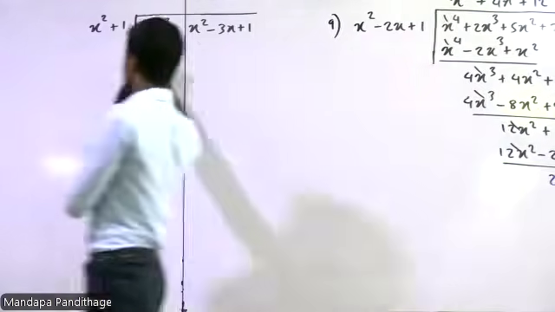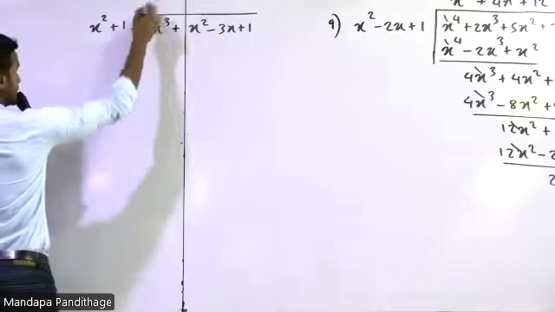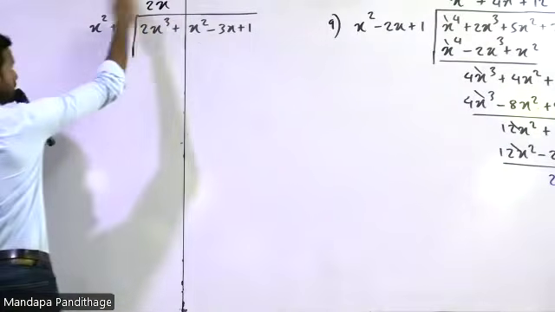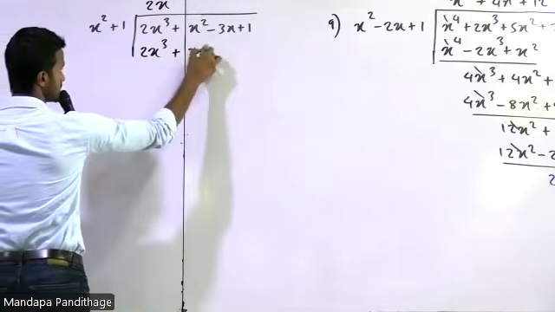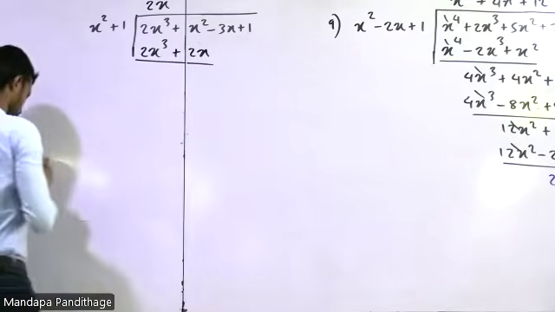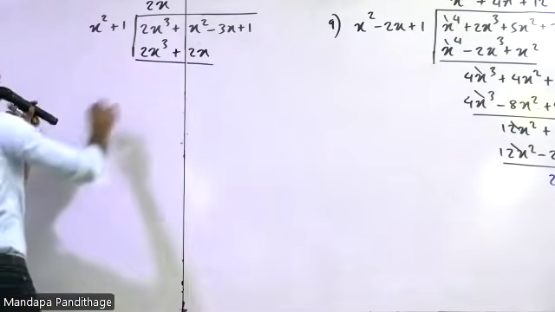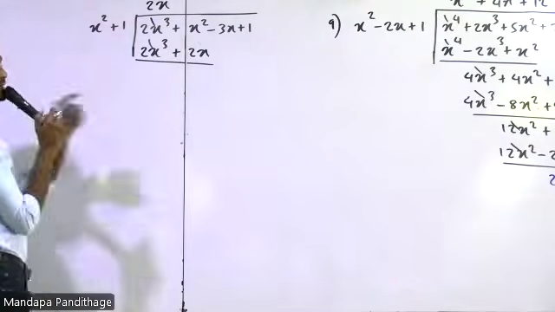Okay, so when you divide 2x cubed by x squared, it's 2x. So when you multiply, it's 2x cubed plus 2x. Okay. Remember now these two cancel off. And here it's an x squared.